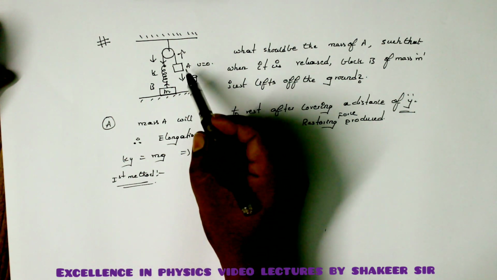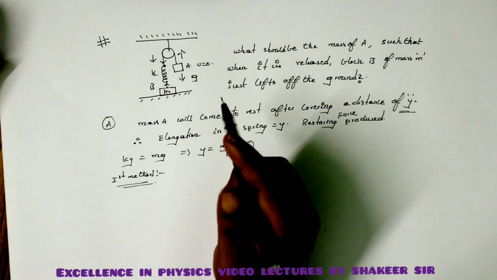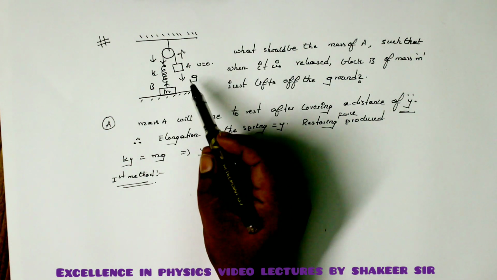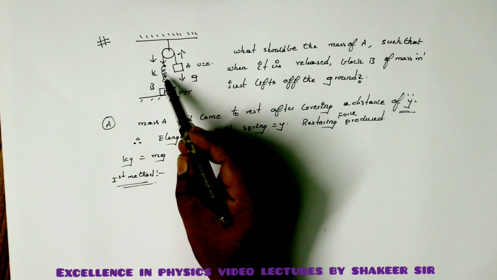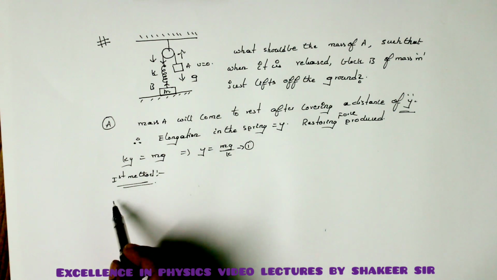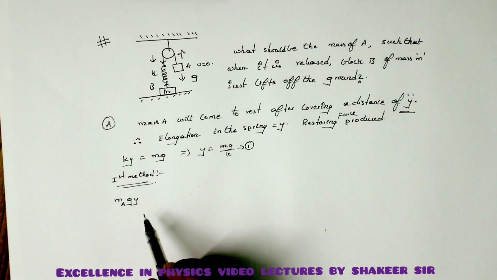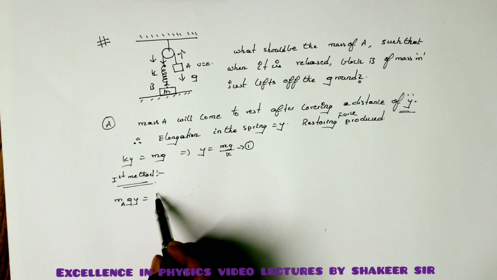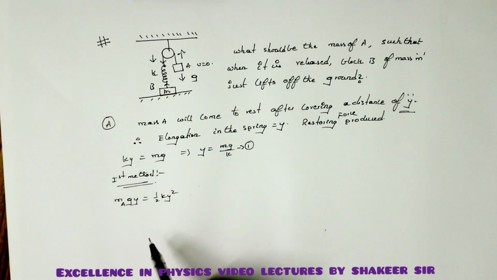So we assumed that this mass is coming down by a distance of y. It means this mass A is losing some potential energy. So the potential energy lost by this body will be stored as elastic potential energy inside the spring. So therefore I can say m_A g y will be the potential energy lost by body A. This should be equal to half k y squared, the elastic potential energy stored in the spring.